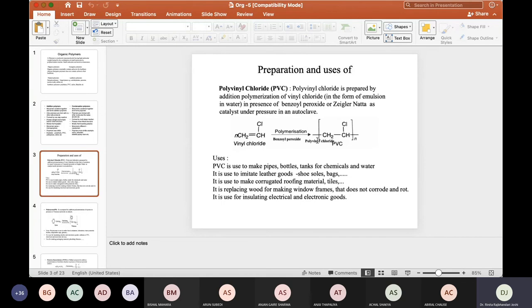Just like addition polymers, the monomer is here, and write the n here. n means the number of molecules, which may range up to 1,000. Then polymerization goes on and forms the polymer. Here the double bond changes into a single bond, and other units may be there. Writing all of them out is a waste of time and paper, so it is easily written with n as the number of molecules outside the bracket. So this is PVC.